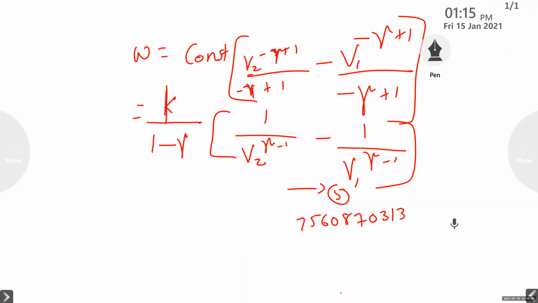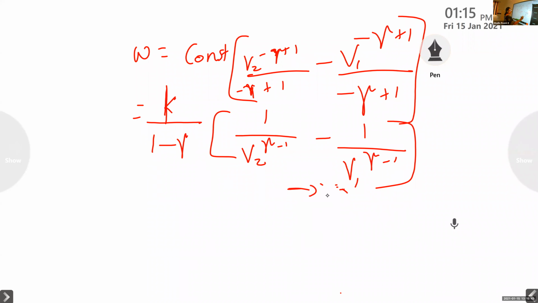Ma'am, can you repeat it? 7560870313. I have written it on the board. Yes, ma'am. Thank you. So you just say, hi ma'am, I am Mehak, and give me your WhatsApp number, so that I can send all the notes on WhatsApp. All other students up to thermal properties I have given. For you, I have to give from the beginning, no? That's why. Okay? So let us now continue with it.